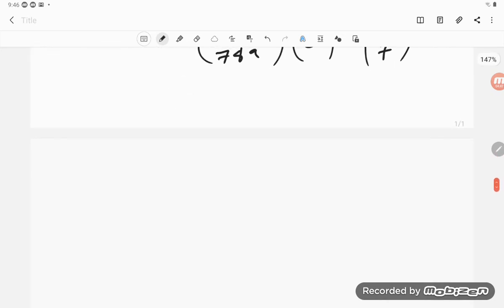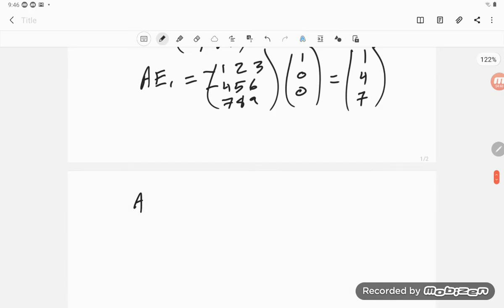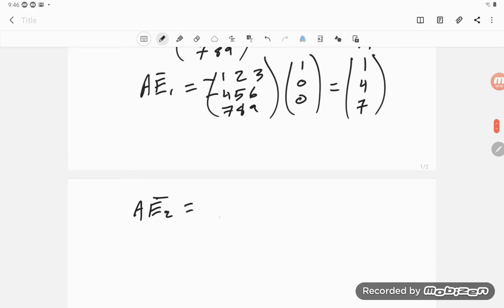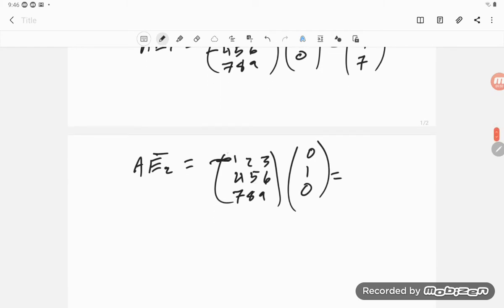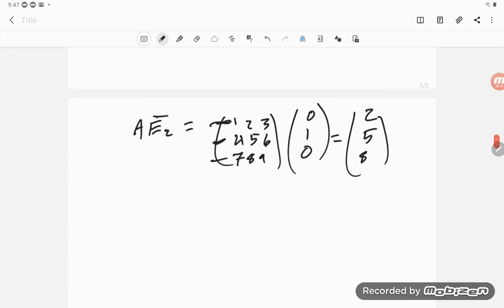And then, again, if I do AE2, there I have my 1, 2, 3, 4, 5, 6, 7, 8, 9 and I multiply by 0, 1, 0. Then again, you see I take that first row, 1, 2, 3, dotted with 0, 1, 0, and only the 2 gets multiplied, so I get a 2. 4, 5, 6, I'll just get the 5. 7, 8, 9, I'll just get the 8. And there's my second column of A.